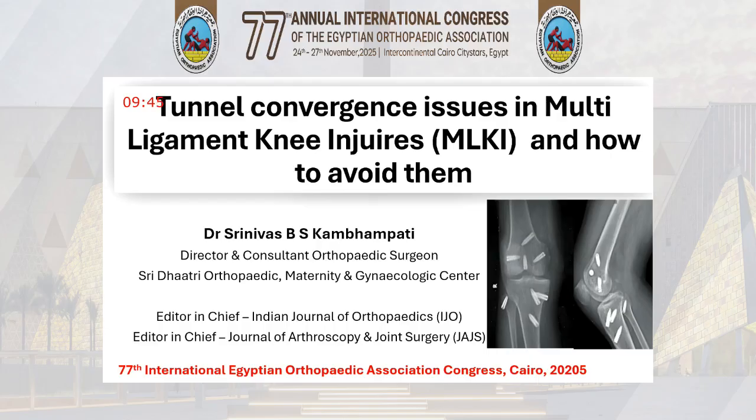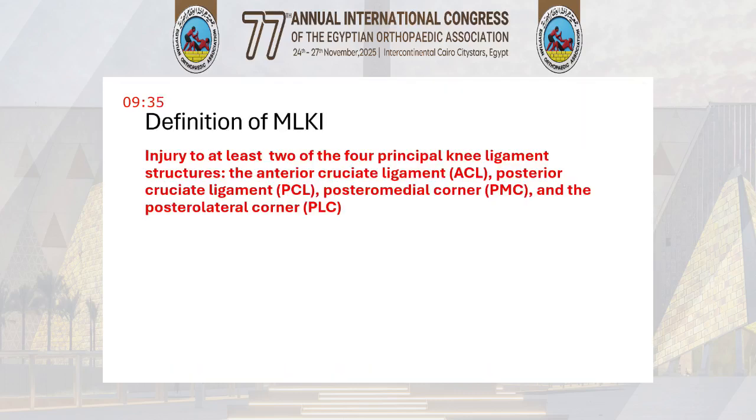My topic is tunnel convergence issues in multi-ligament knee injuries and how to avoid them. If you look at the definition of multi-ligament knee injuries, it is injury to at least two of the four principal knee ligament structures: the ACL, PCL, posteromedial corner and the posterolateral corner.